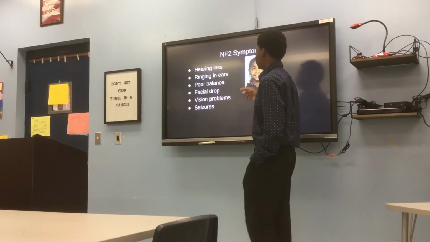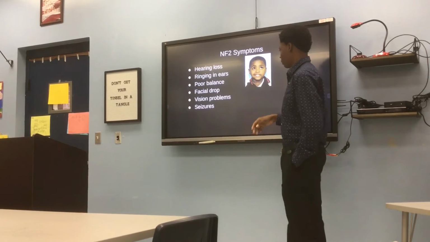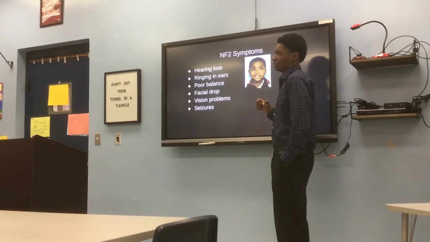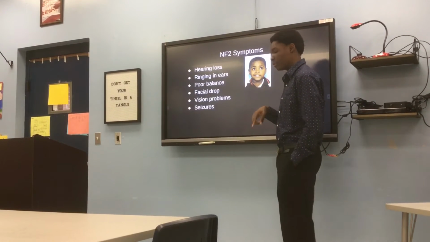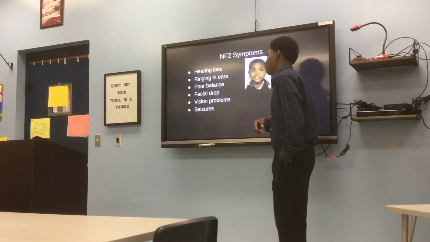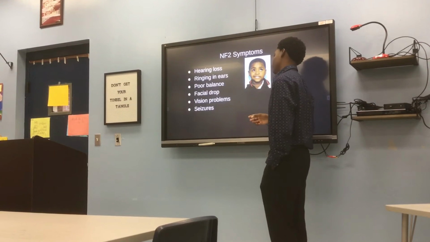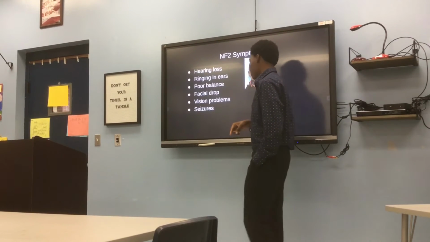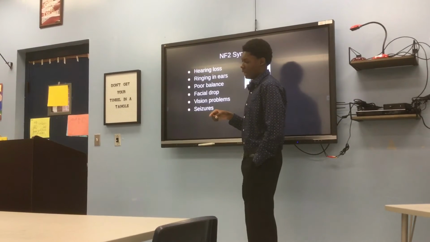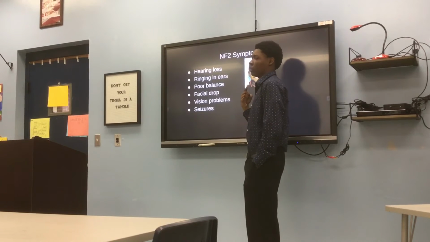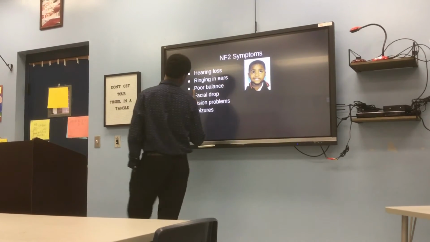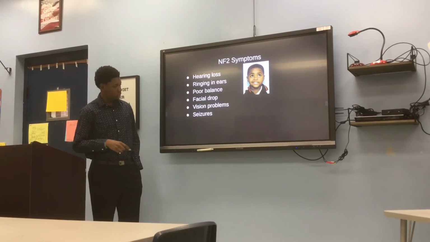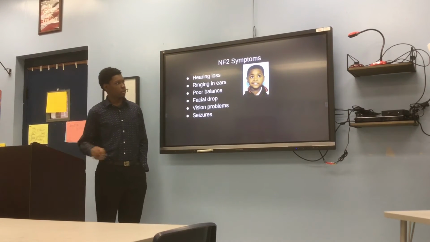This is NF2. With NF2, it's your Schwann cells, which make up the sheath surrounding your nerve cells. So for NF2, it's usually on the optic nerve and your hearing nerve. So that's why you have poor balance, ringing in the ears, hearing loss, facial vision problems, and seizures.